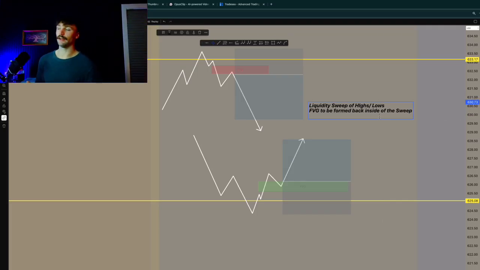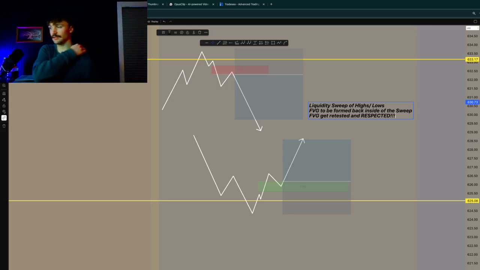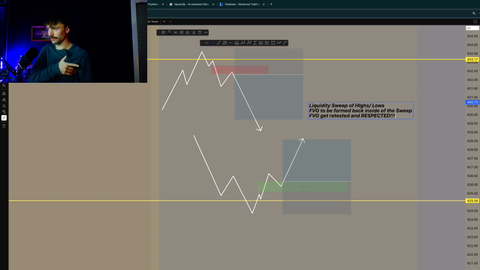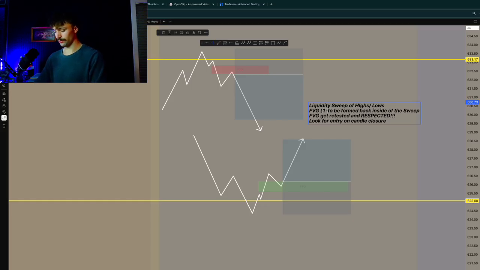Then we want to see a fair value gap get formed back inside of the sweep. Once we see that, we want to see the fair value gap get retested and respected. Very important. You want to wait and see this get retested and respected. Once this does happen, you can go ahead and look for your entry. Look for entry on candle closure, and you want to see this fair value gap once again be on the 1 to 3 minute.